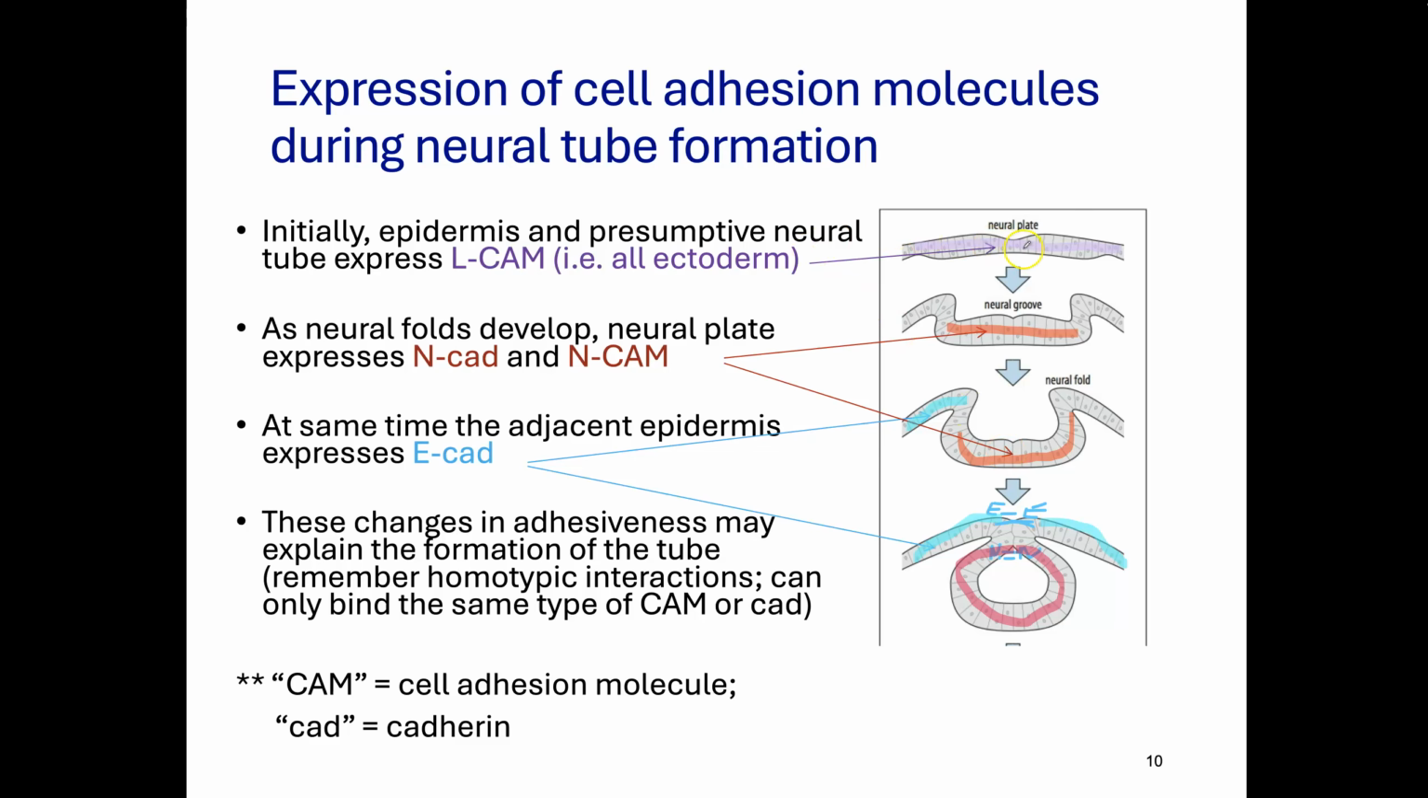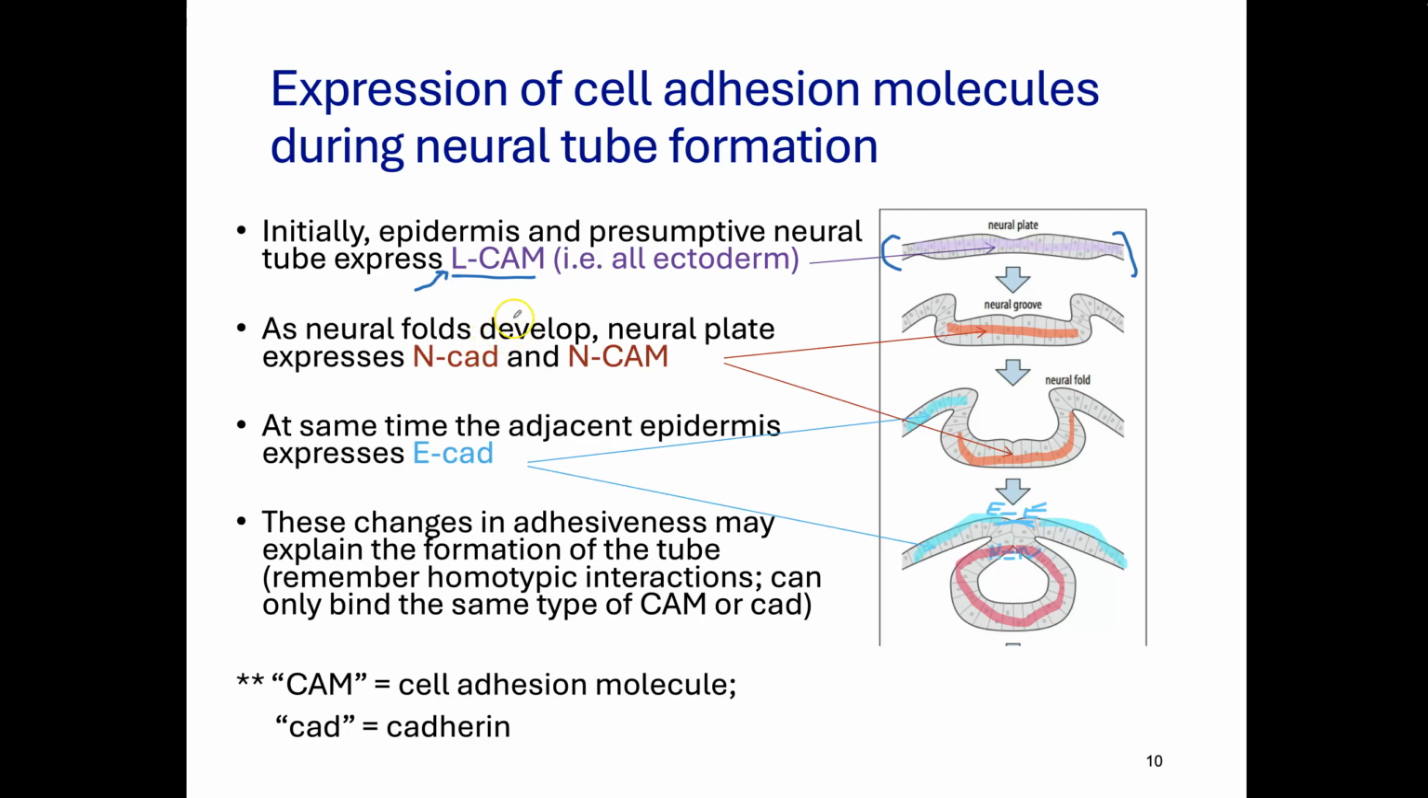I've color-coded this to hopefully make it clearer. If you look at the whole region where the neural plate has formed, both the epidermis and the presumptive neural tube, so the neural plate, all of this region, basically all the ectoderm nearby, is going to express L-CAM. CAM means cell adhesion molecule, so they're called CAMs. And L is just that it was first discovered in liver tissue.